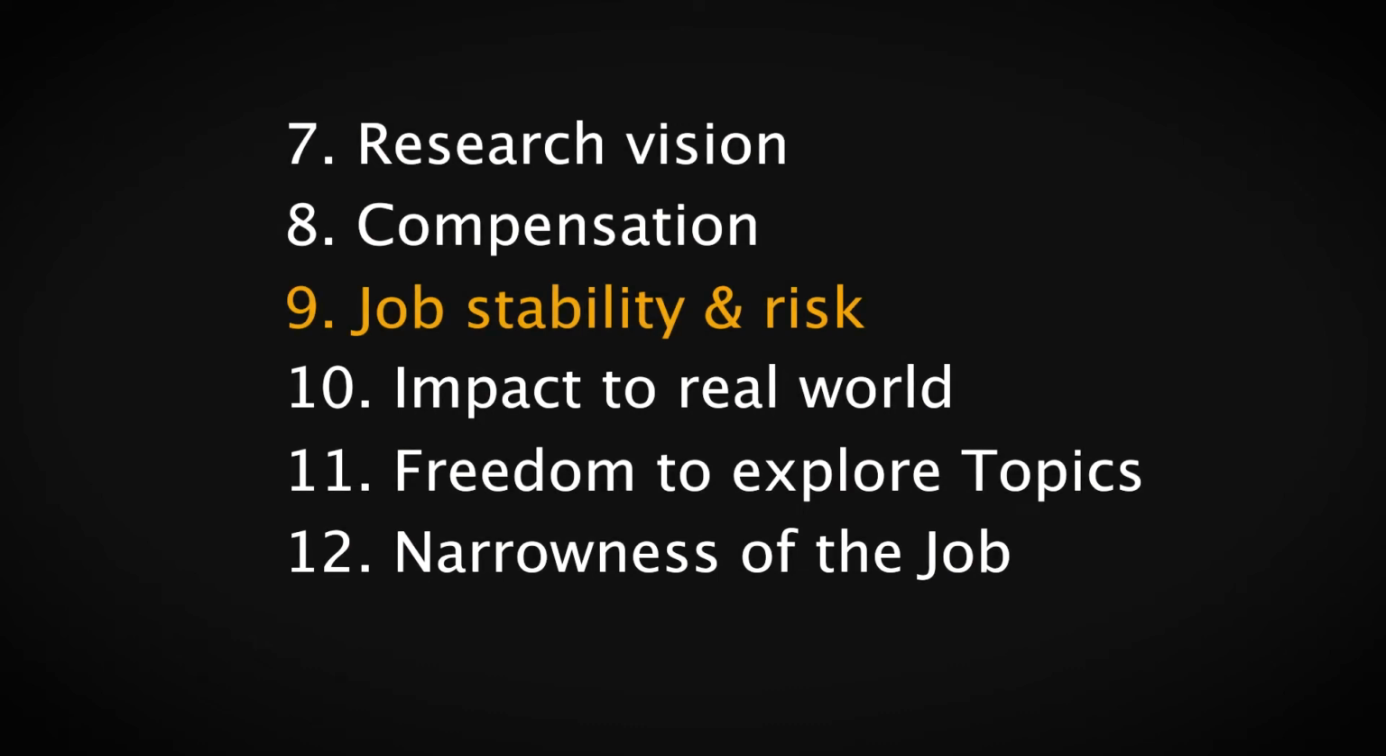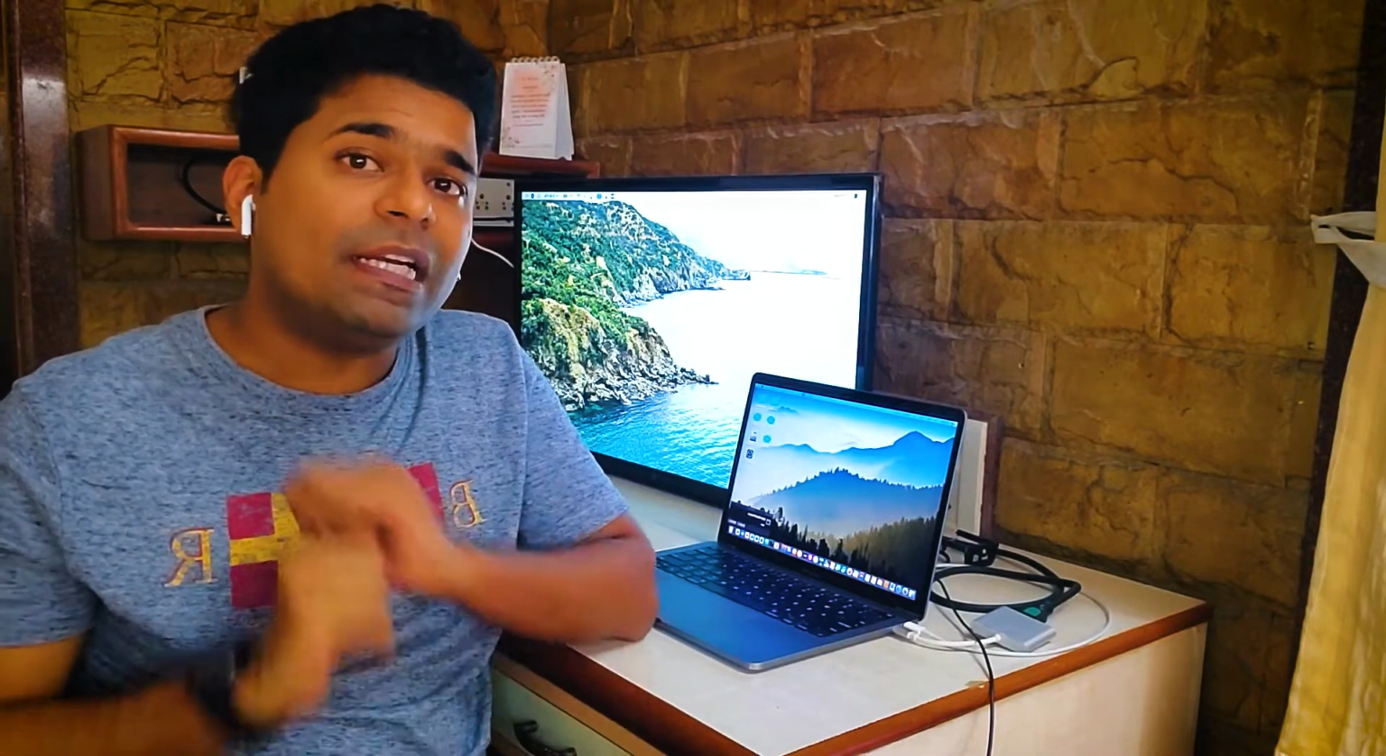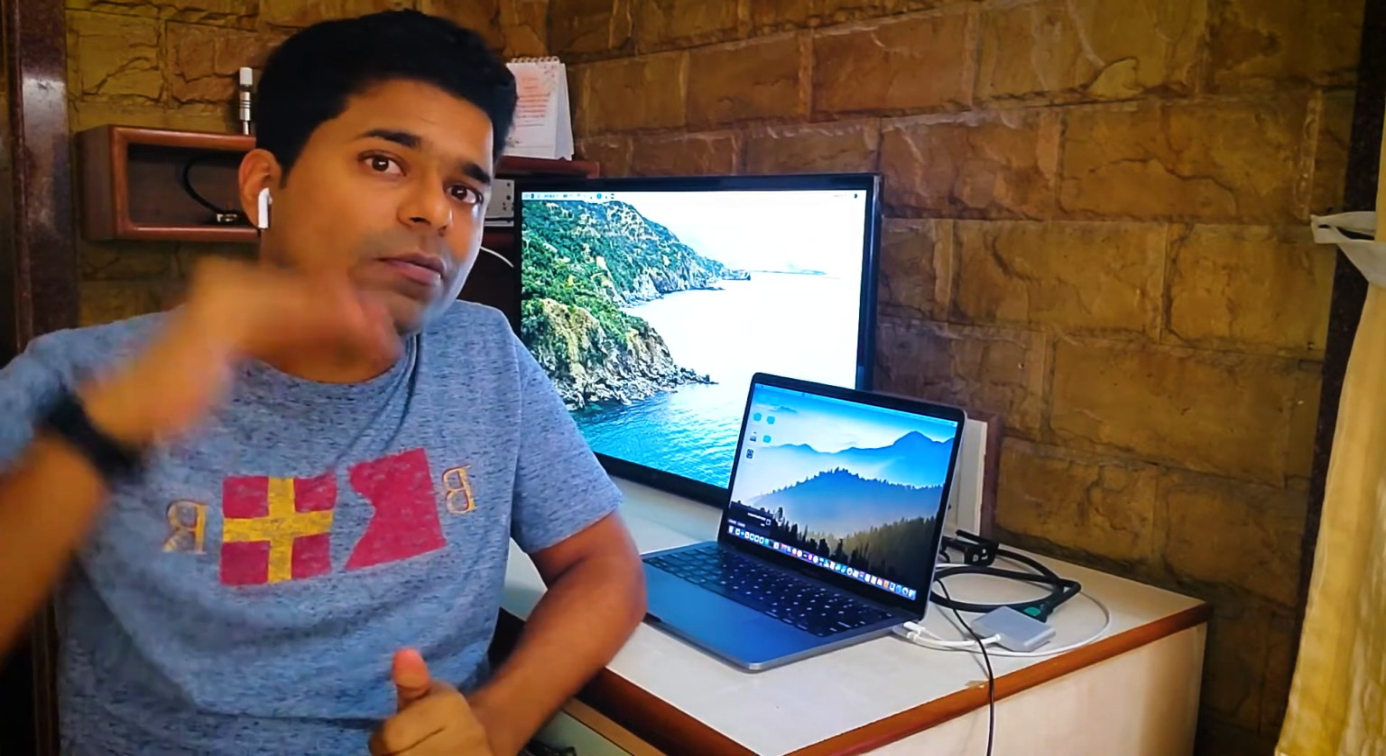The ninth point is job stability. From a job stability perspective, academia is the most preferred option. The reason is once you have tenure, you really cannot be fired unless you do something really wrong or you completely slack off. Like for example, you don't teach a class that you're supposed to teach. So a tenured position is actually one of the safest job positions in the US. So in terms of job stability, academia is probably the best.